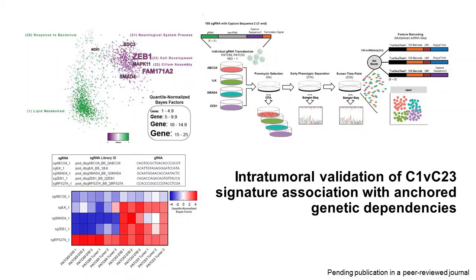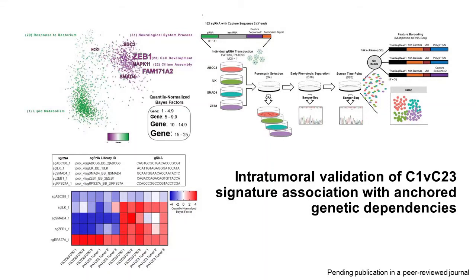Thank you, John. So what we wanted to do is to understand the signatures that we're seeing specifically within cluster 23 and how these relate to dependencies that we're seeing that are anchored within cluster 23 within the basal models. To address this, we performed single-cell sequencing using a 10x feature barcoded platform. We knocked out 3 genes, ILK, SMAD4, and ZEB1, that are anchored within the cluster 23 axis and were only hits in PATI53, our basal-like model.